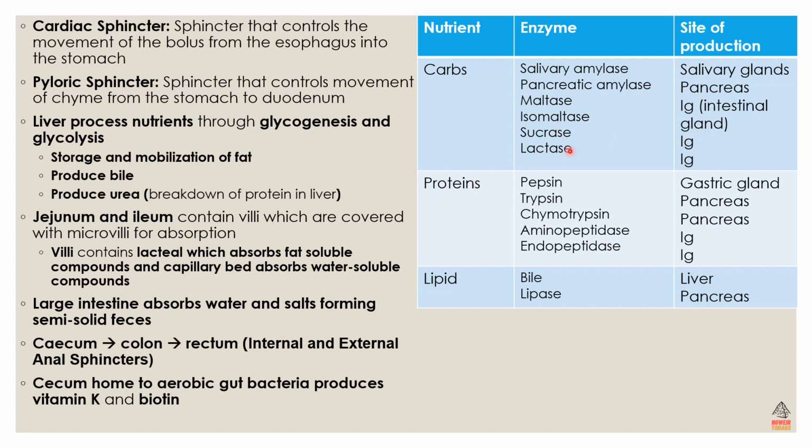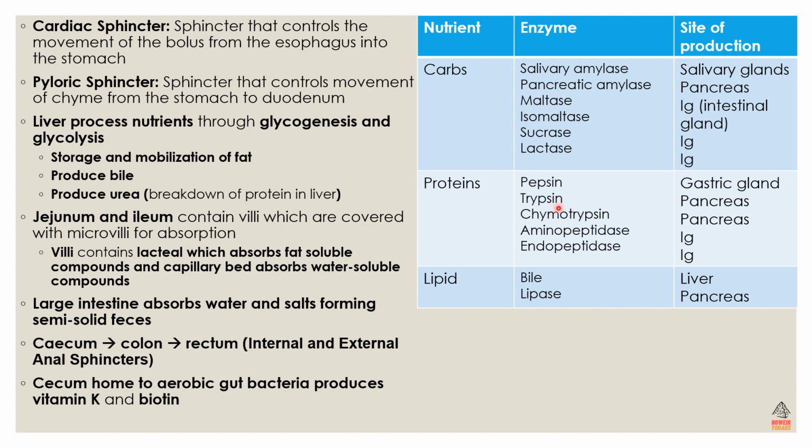You got pepsin, trypsin, chymotrypsin, aminopeptidase, and endopeptidase. So in order to just recognize proteins, you're gonna kind of see "sin" at the end, as you see pepsin, trypsin, or you're gonna see peptidase. So pep relates to proteins. Pep. And then pepsin is produced by the gastric glands.